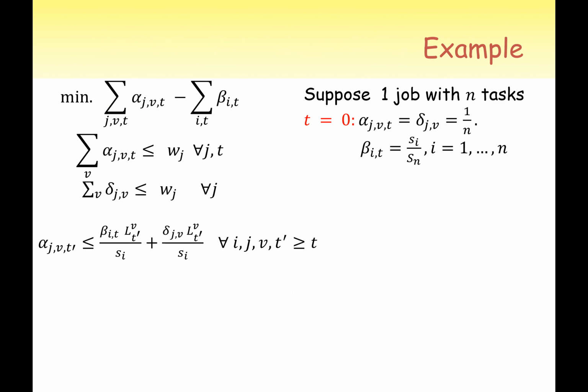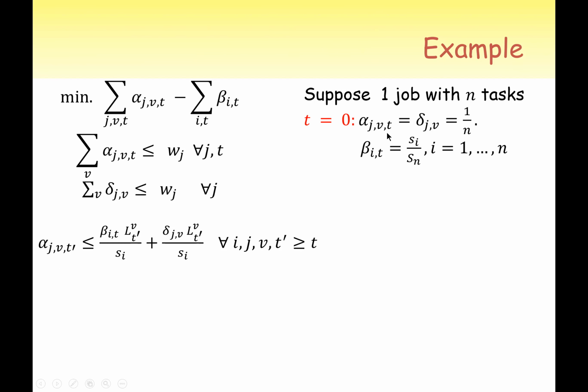And just to gain some intuition about what is going on, we'll consider the special case of just one job, and suppose there are n tasks of this job. Now if you look at this constraint, it has a t prime here. This constraint is written for every t prime and every t, and it should be valid for every t prime bigger than or equal to t. So it says that the alpha term on the left hand side should be at most, now this is beta IT here, not t prime, and everything else is in terms of t prime. Remember LTV is the rate assigned to job J task V at time t.